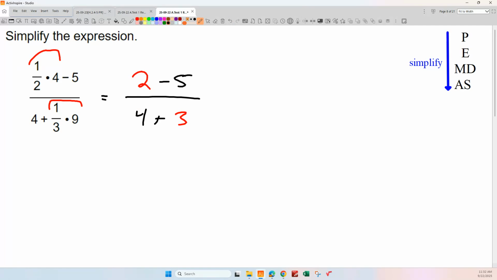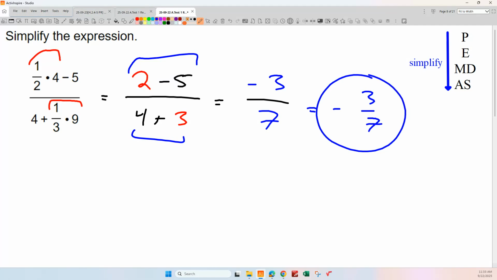Okay, now what? Now top. What's next? What did I not do? Did I forget something? Okay, does that make sense? Okay, so then on the top, what do we get? -3. On the bottom, I get 7. And can I simplify that quotient? No. So my answer is just -3/7. Done. Okay? Good?